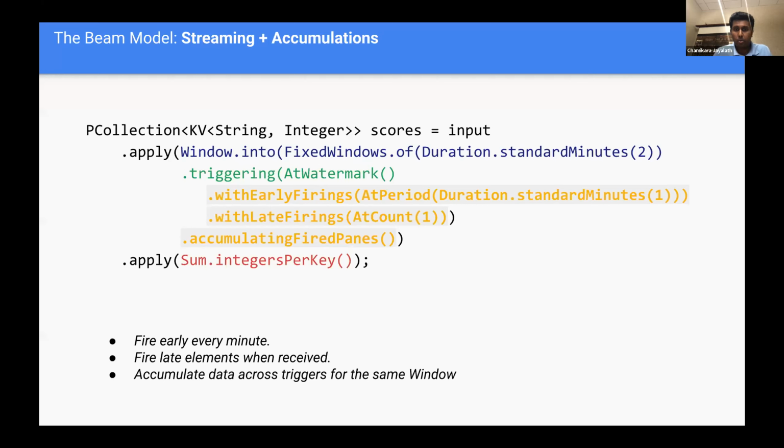I also added the late firing option. So as I mentioned, the window closing is based on a heuristic, which is a watermark. But that doesn't guarantee that you will not get any data after the window closes, right? It could be that you close a certain window and start closing another window, but you get some data that was supposed to go in the previous window, but late. So the late firing option tells what to do with such data. And here we say, whenever you get late data, fire it. For every element, fire it.